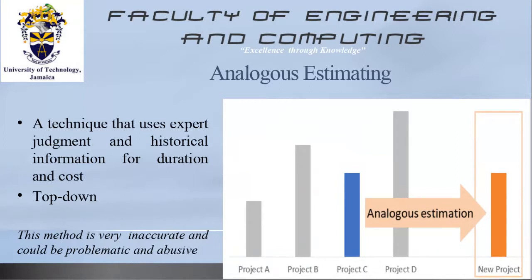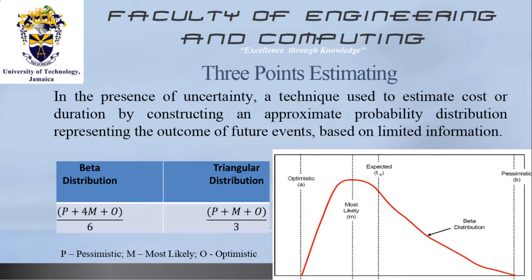This is a technique that uses expert judgment and is heavily reliant on historical information for duration and cost. It is a top-down method that is used for cost estimation. It is not accurate, and it could also be problematic and abusive. So let's be cautious about using analogous estimation.